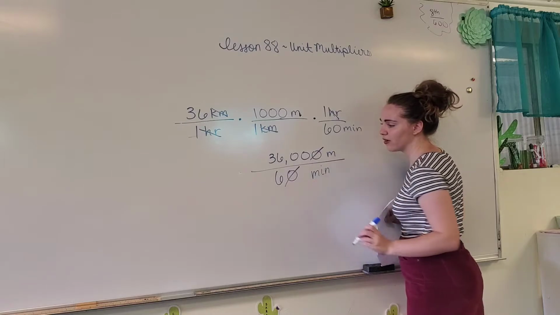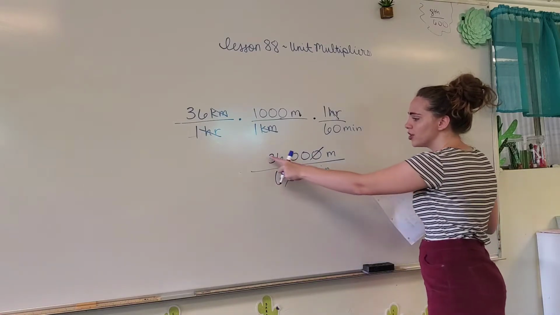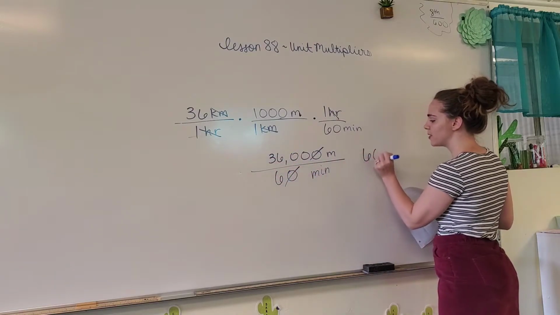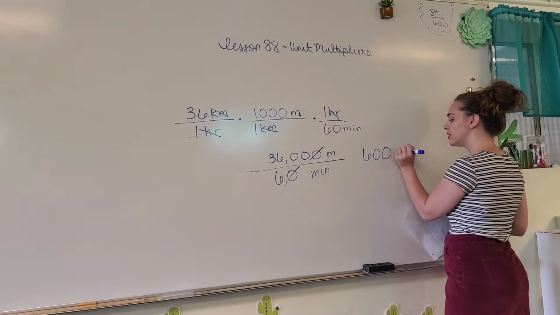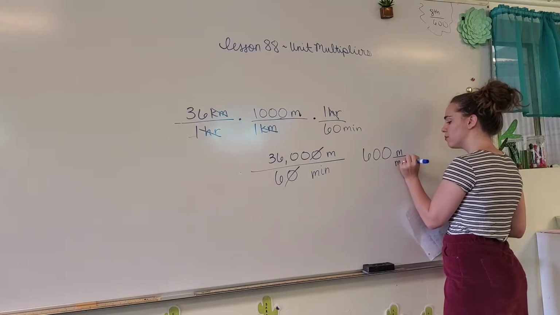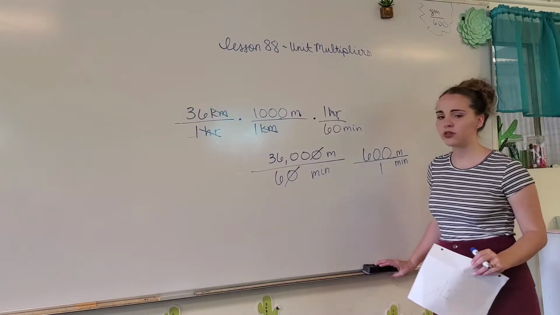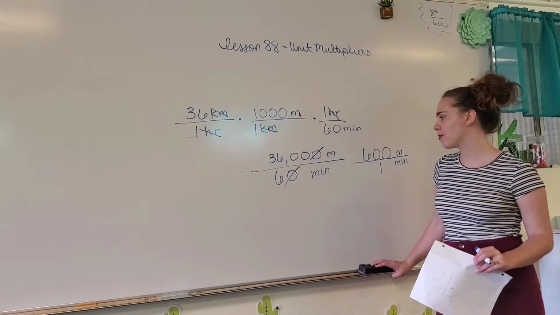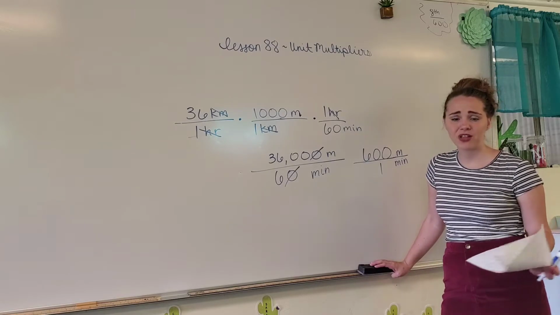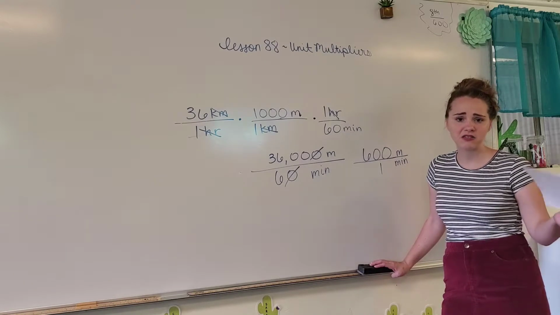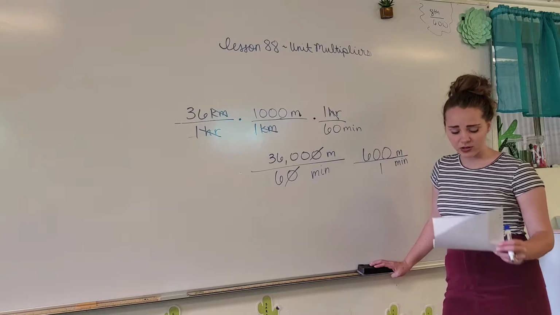I canceled the 0 out just for fun. Okay, 36 divided by 6 is 6, and then there's 2 zeros left. 600 meters per 1 minute. And that's all there is to it. That means they're going a little over half a kilometer per minute. I don't know if that's fast. I mean, it seems pretty fast, but whatever.